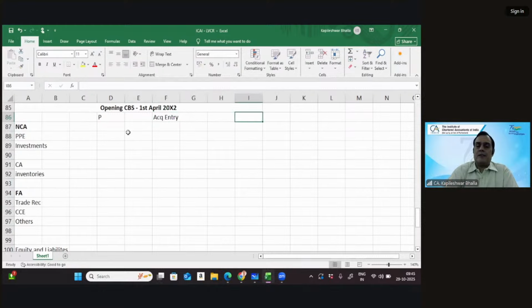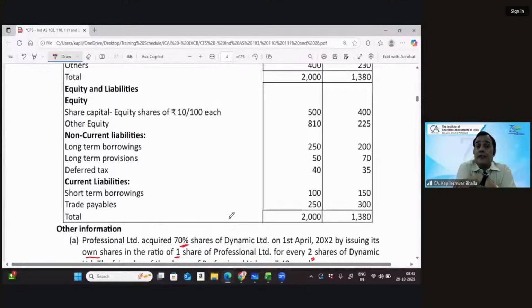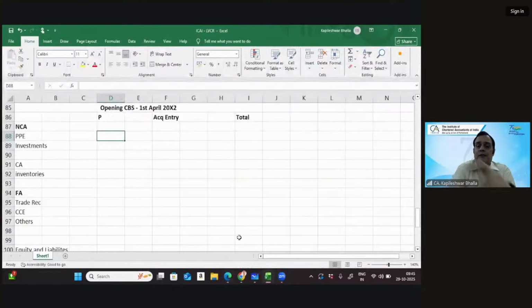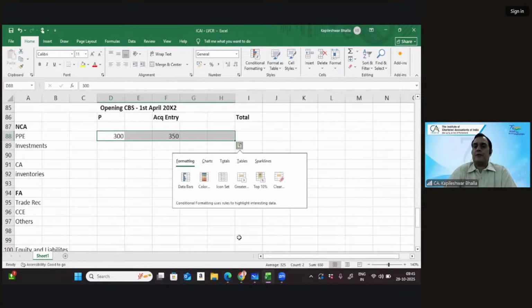And on that basis, you can get the total figures out here. So we just now pick up the information, keep incorporating the entry. So we just keep the balance sheet on one side, and we're just going to consider the acquisition entry on the other side. So PPE is to the extent of 300. And I think this was the fair value, that is 350. So let's take the sum total of this.